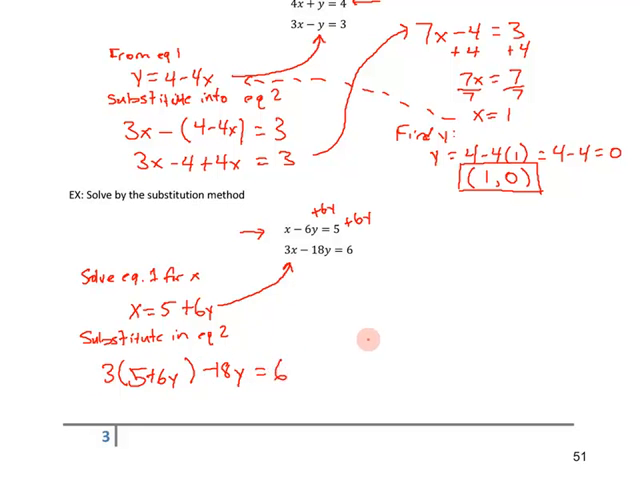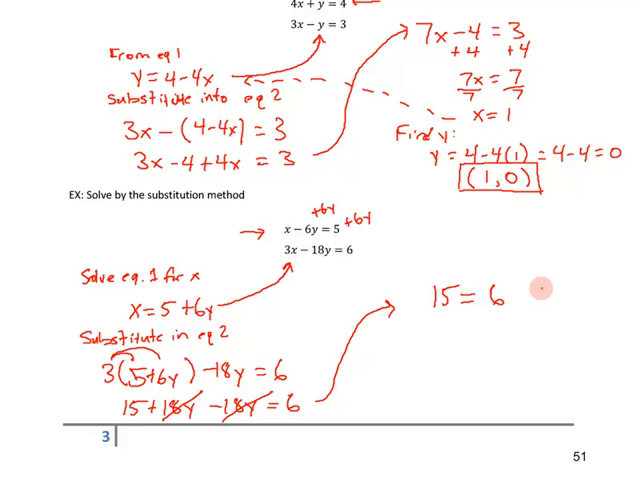Now we are going to solve this for y, so we begin by simplifying. If I distribute the 3, I get 15 plus 18y minus 18y is equal to 6. In simplifying both sides, here's what we end up with. Notice what happens. 18y minus 18y completely cancel out, and I'm left with 15 equals 6. Uh-oh, the variables are gone.